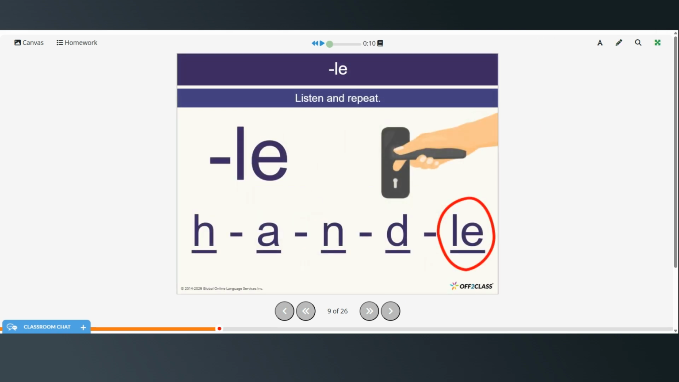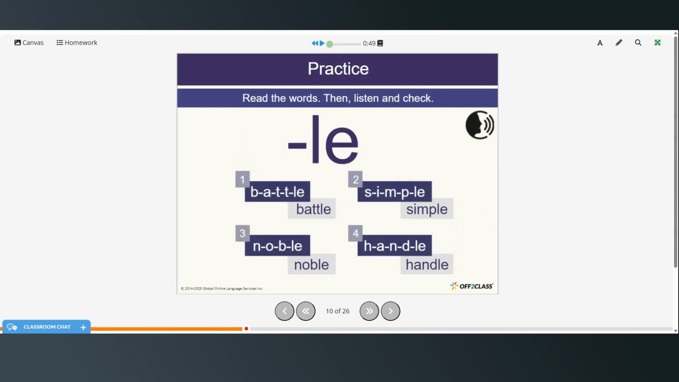All right, now we're going to look at LE and how that's pronounced when it comes at the end of a word. So listen and repeat. o, o, o, handle. Now practice sounding out these words, and then when you're ready, restart the video to listen and check.